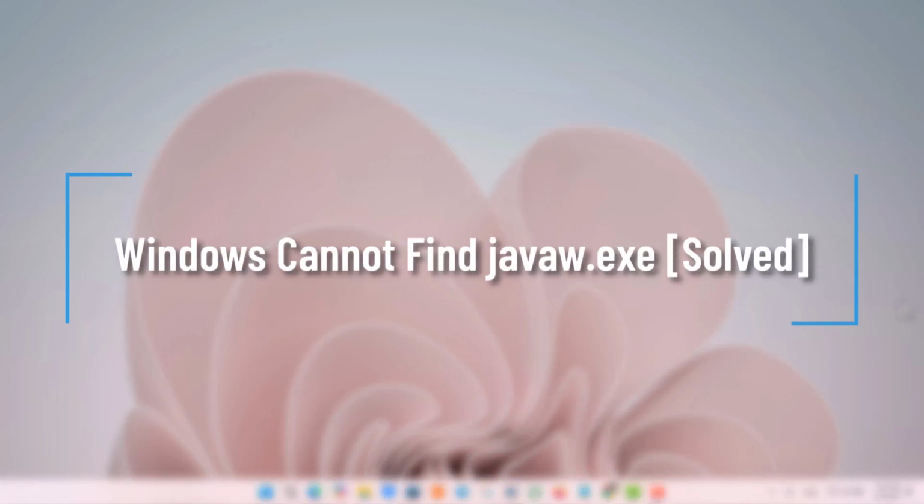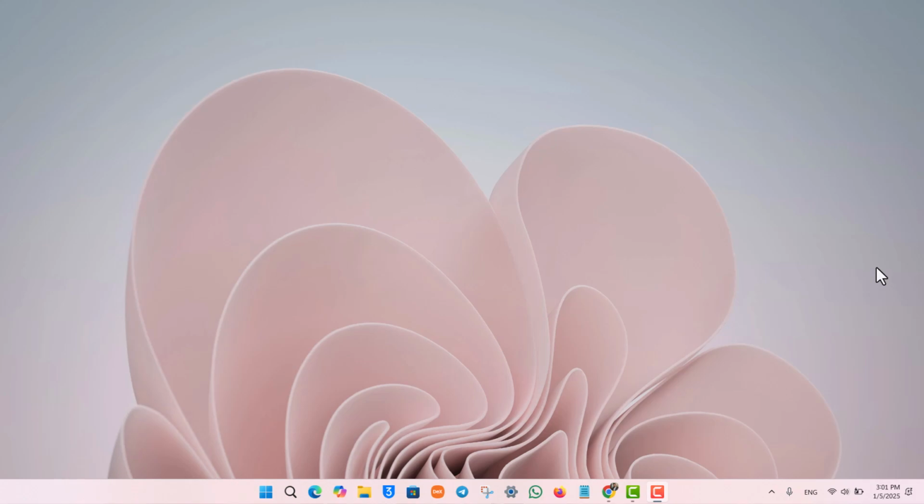Windows cannot find javaw.exe. Now, if you're getting this error, number one, this actually could be a malware attack. That is why it says Windows couldn't find java.exe. Now you have to simply scan for malware by opening up your settings.